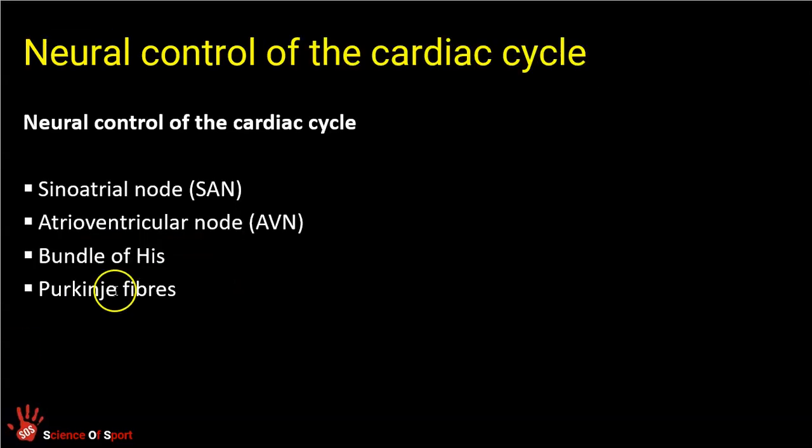So the specification specifically looks at the neural control of the cardiac cycle. How do nerves control the relaxation and contraction phases of a heartbeat? And these four terms are terms that you're obviously going to have to learn. The sinoatrial node, and if I replace this with pacemaker, the heart's pacemaker, it's the same thing. The atrioventricular node, the bundle of His, and the Purkinje fibers. So abbreviated, sinoatrial node, SAN, and atrioventricular node, AVN.